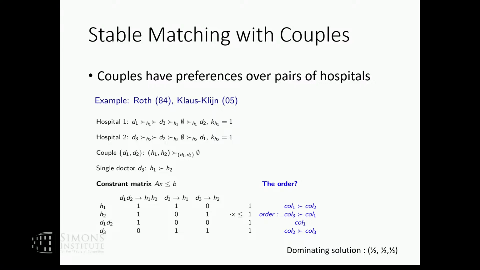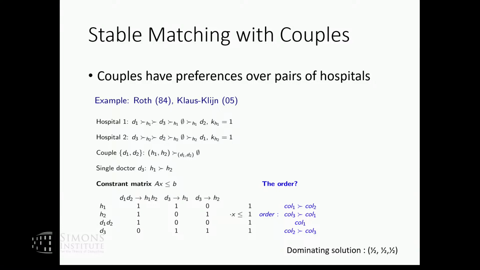So now here's an example of matching with couples. Couples now have preferences over pairs of hospitals. And I can construct the same matrix again. Here are the constraints for the hospitals and constraints for the couples and the doctors, giving the same kind of relative order capturing the preferences. And I solve for the dominating solutions.